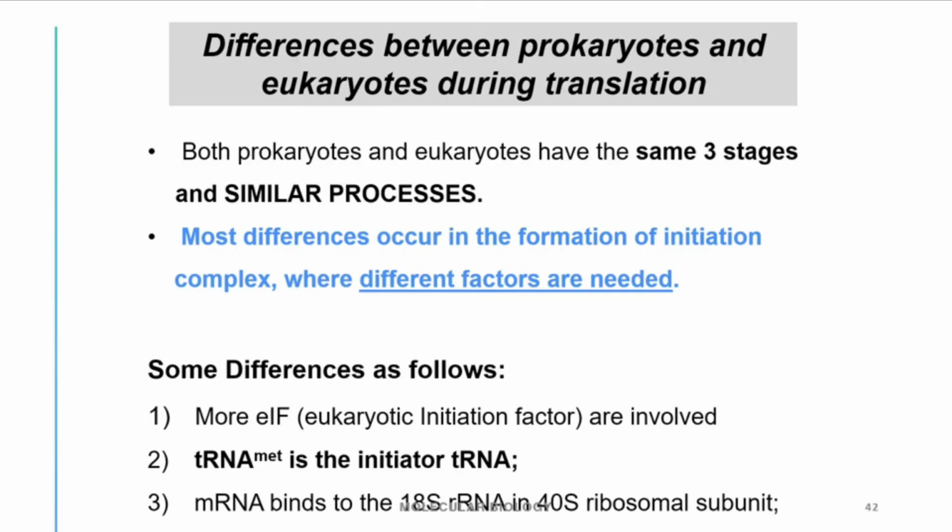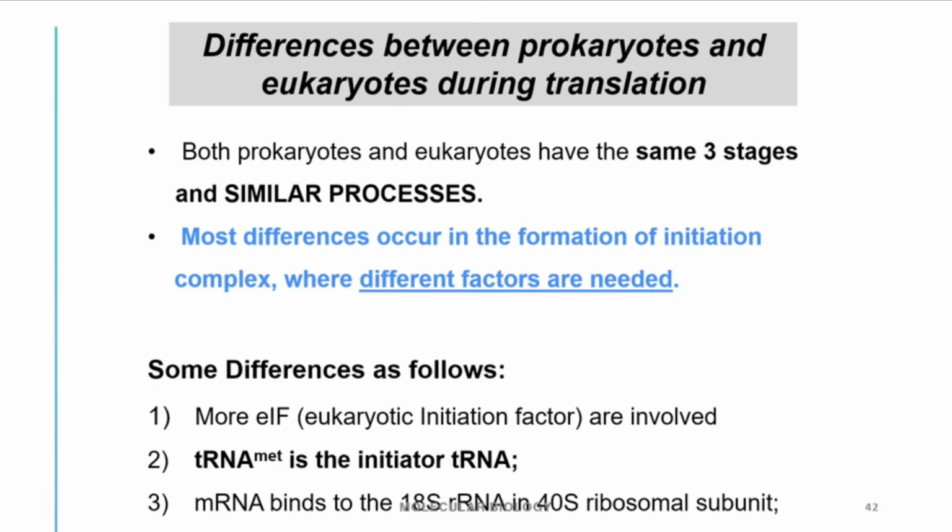Okay, so for eukaryotic cells, we have eIFs, the eukaryotic initiation factors involved in the process. And the initiator tRNA is tRNA Met instead of the tRNA formylmethionine, and the mRNA actually binds to the 18S ribosomal RNA in the 40S ribosomal subunit.